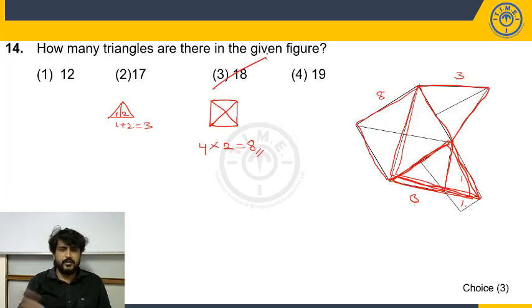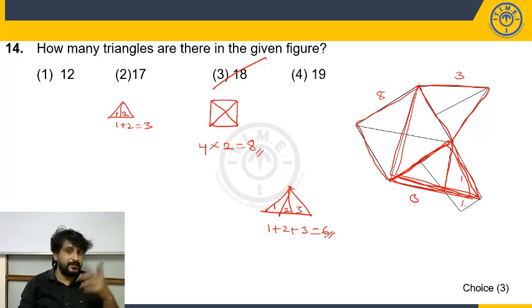Either way you can solve. You may get the doubt, sir, if the triangle is given, if the 2 lines are given, very simple. 1, 2, 3 triangles. So 1 plus 2 plus 3, total you will get 6 triangles. So shortcuts will be discussed in the sessions, classes.